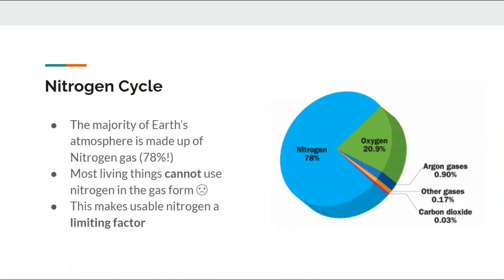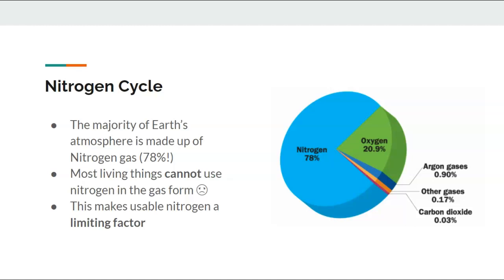And last but certainly not least, let's talk about the nitrogen cycle. Now, I don't know how familiar you are with the Earth's atmosphere, but the majority of Earth's atmosphere is actually made up of nitrogen, not oxygen. Oxygen is the second most common gas in our atmosphere, but by a long shot. Nitrogen makes up 78% of the atmosphere.